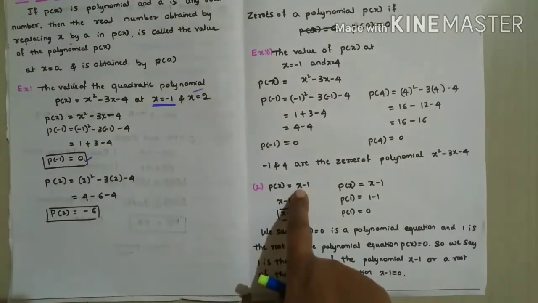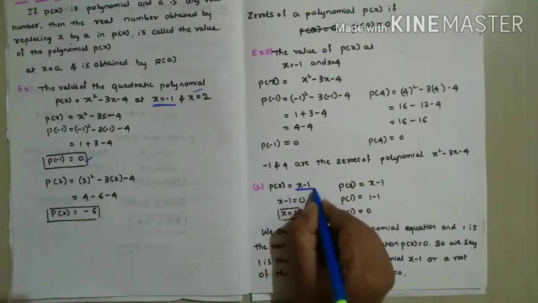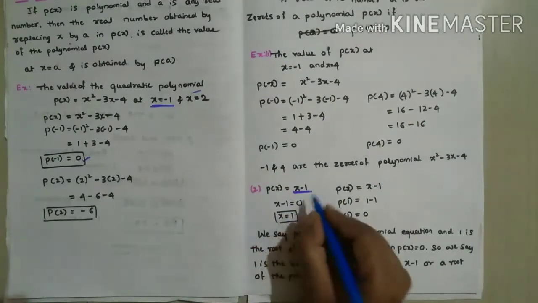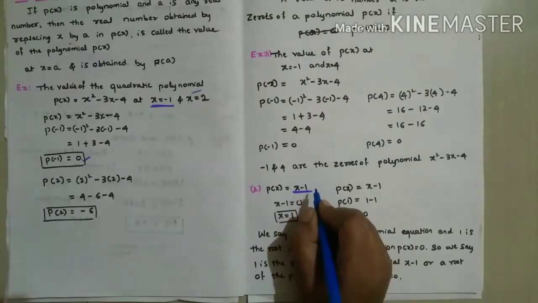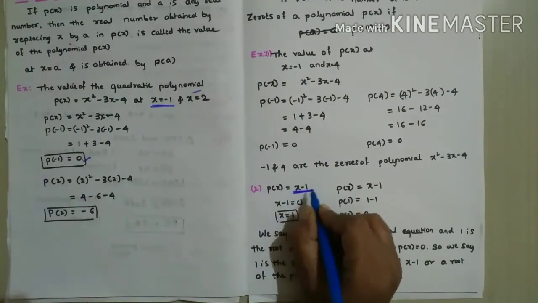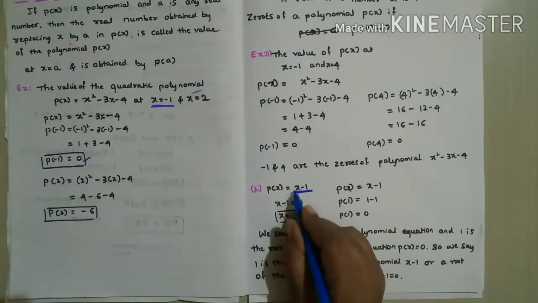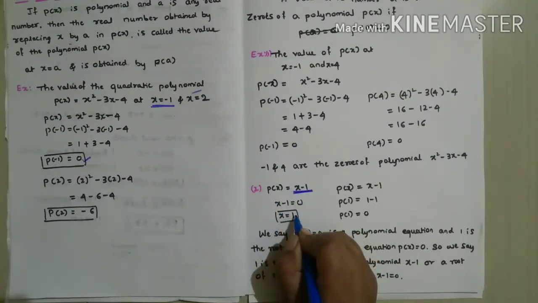If you want to get the zero of the polynomial, you have to equate this polynomial to 0. I equated here, just you see: x minus 1 equal to 0. This polynomial you have to equate to 0. Then if I transfer minus 1 to this side, it will become x equal to 1. Then x equal to 1 is a zero of the polynomial.